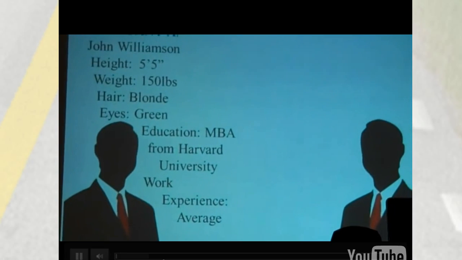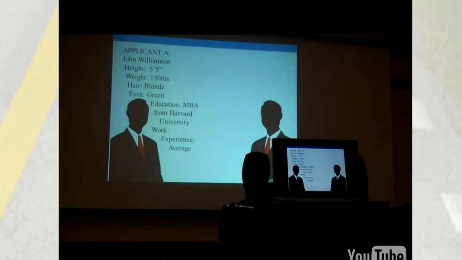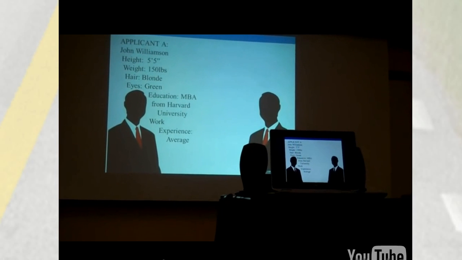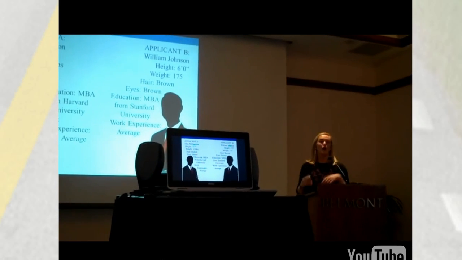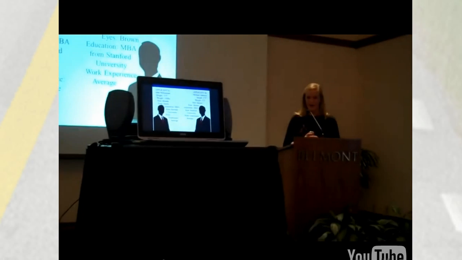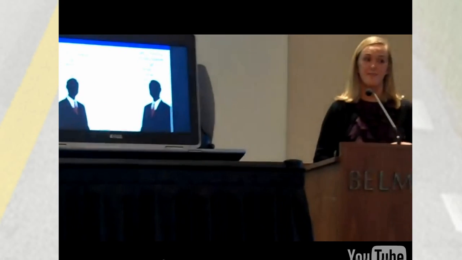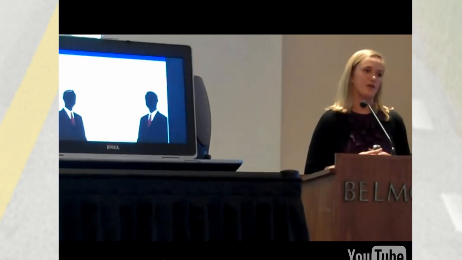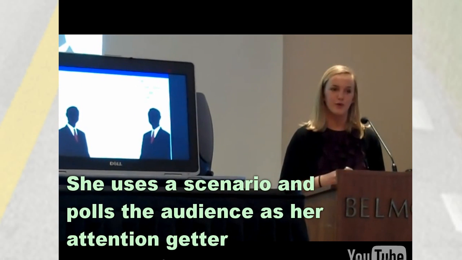Is 5'6", or 5'5" rather. He weighs 150 pounds, has blonde hair, green eyes, an MBA from Harvard, and average work experience. Now let's take a look at applicant B. William Johnson is a 6-foot male, weighing 175 pounds, brown hair, brown eyes, MBA from Stanford, and also average work experience. Now, based on these facts alone, make the quick decision.